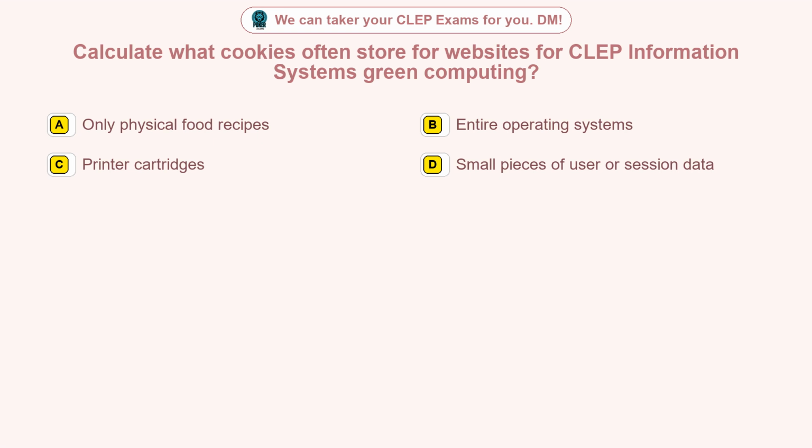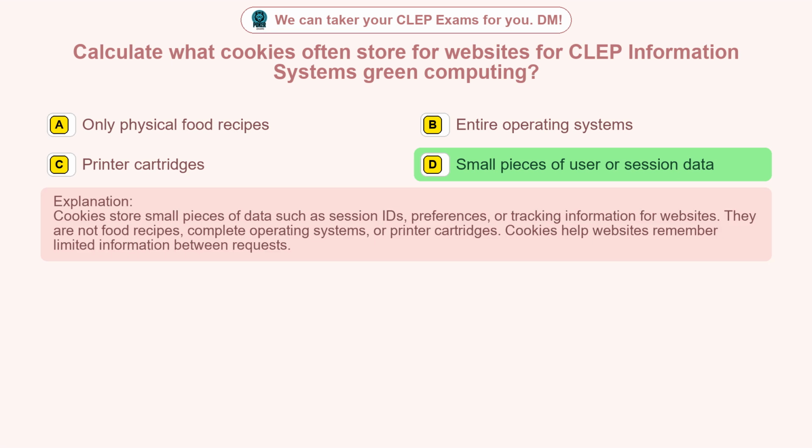Option A. Only physical food recipes. Option B. Entire operating systems. Option C. Printer cartridges. Option D. Small pieces of user or session data. The correct answer is option D. Small pieces of user or session data.